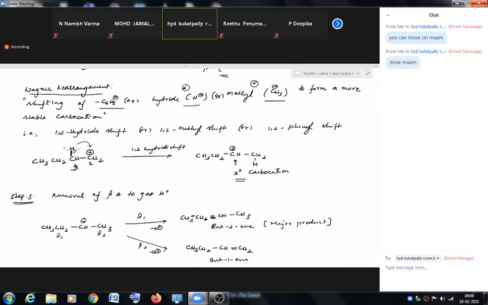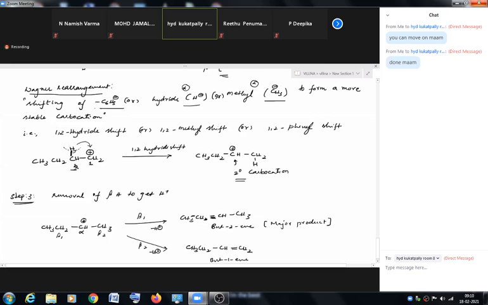Step 3 once again, definitely. So when it comes to step 3, this is our carbocation, right? There are two beta hydrogens possible. This is our alpha carbon. The carbon with the positive charge will be our alpha carbon now.